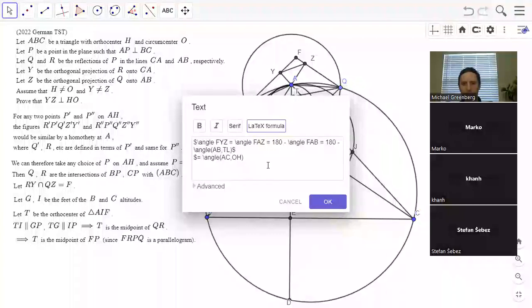And looks like Dat is just joining us. So thanks for joining us, Dat. So we're just about finished with this problem. And it was a really nice one from the German team selection test.